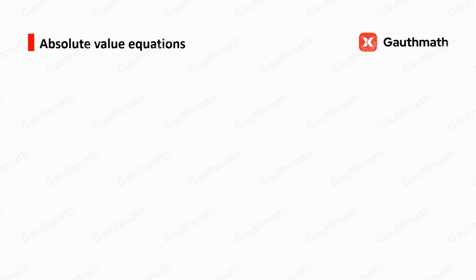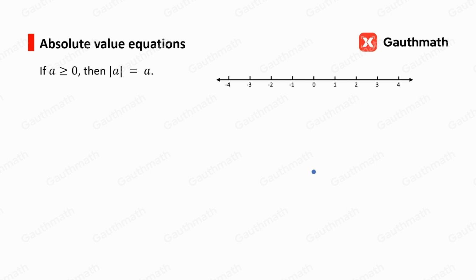To solve absolute value equations, we need to know this. If A is greater than or equal to 0, then the absolute value of A is A. Like on a number line, we have the origin, 0, and the absolute value of 2, which is positive, is itself, 2. And if A is less than 0, then the absolute value of A is the opposite of A, negative A. Like if A equals -2, then the absolute value of -2 is +2, which is the opposite of -2.